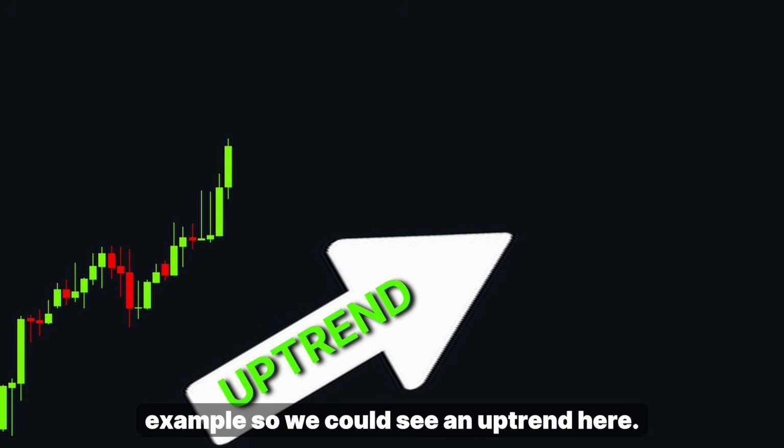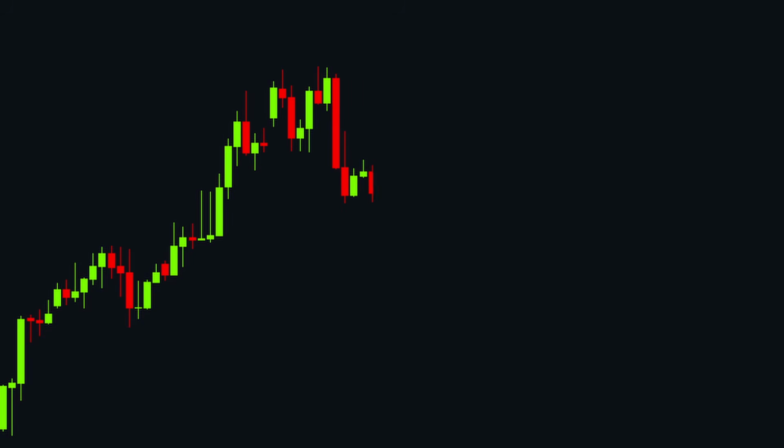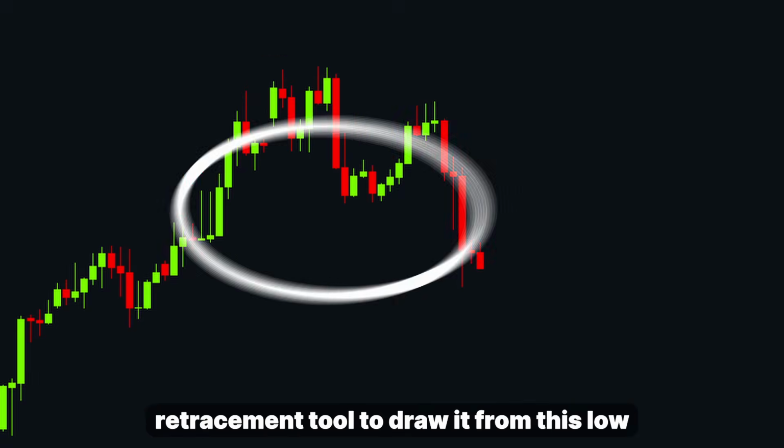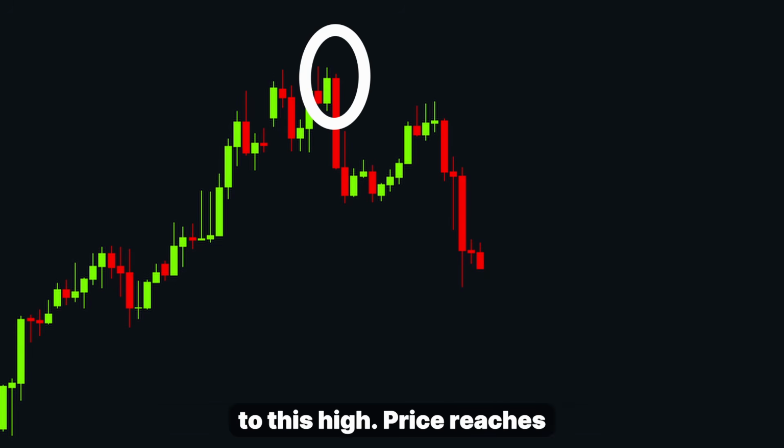So, we could see an uptrend here. The price here has made a pullback, which is why we will use the Fibonacci retracement tool to draw it from this low to this high.